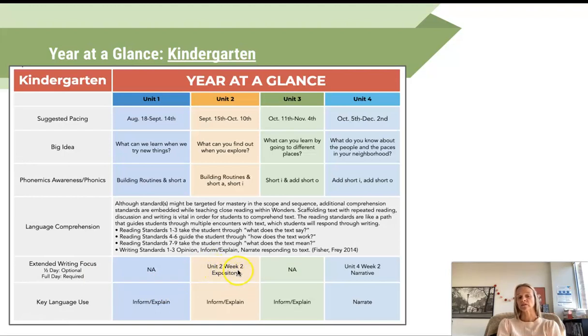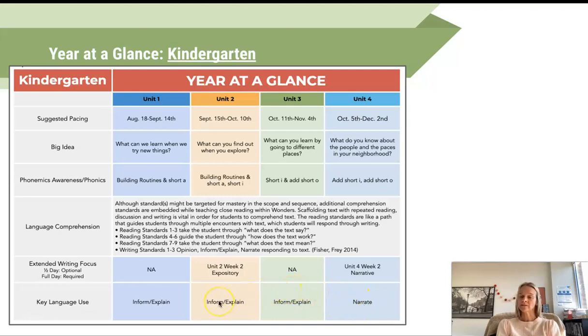So you can see here where it's located and how you'll be able to find it, being aware that in Unit 2, Week 2, we're going to focus on that expository piece of text and that students are going to do an extended piece of writing because they've been doing so much of it and talking about it, reading about it, and now they're going to have some opportunity to write about it. We also have our key language use, which is coming from our WIDA standards, and that key language use is going to be looking at what the students are going to be asked to do, what language they are being asked to produce. So we're looking here at how this is going to be inform and explain, and you can see here that it goes to narrate.